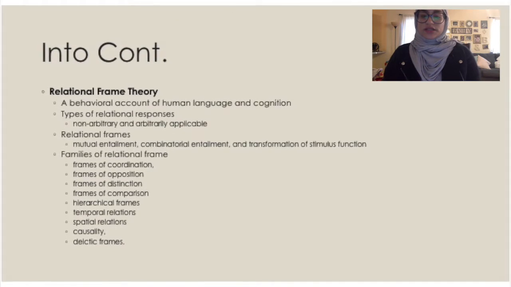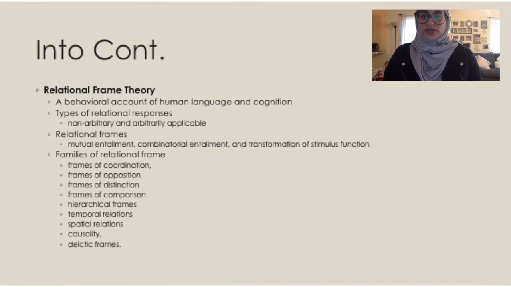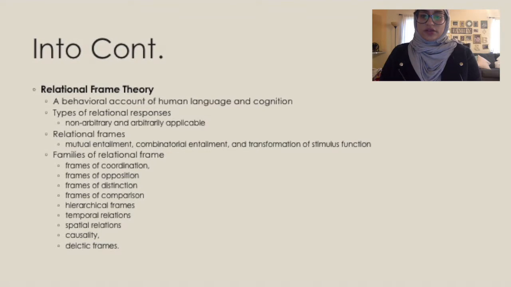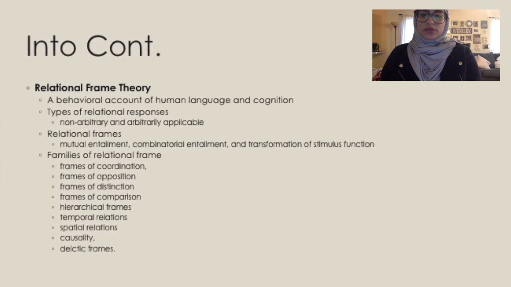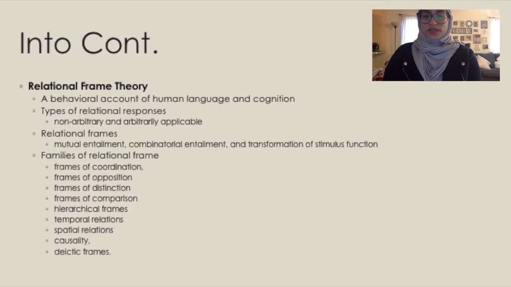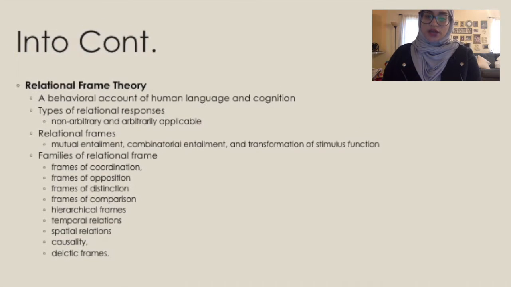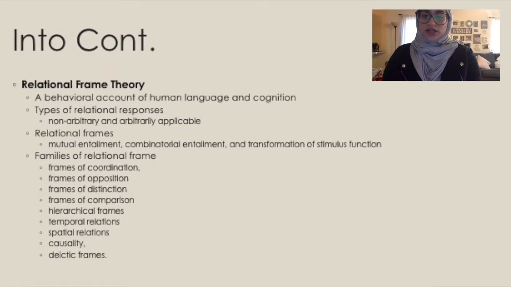Relational frames consist of mutual entailment, combinatorial entailment, and transformation of stimulus function. According to RFT, there are several categories or families of relational frames. The ones most often discussed are frames of coordination, opposition, distinction, comparison, hierarchical frames, temporal relations, spatial relations, causality, and deictic frames.